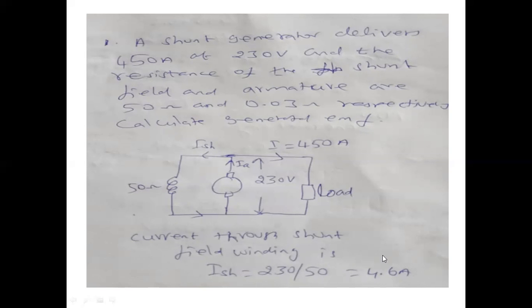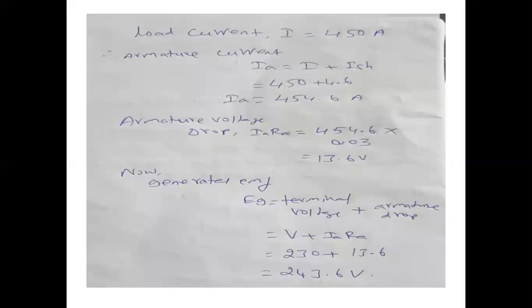Then you get IA equal to I plus ISH. Then armature voltage drop is IA into RA, IA from this and RA already given 0.03, so you got the armature voltage drop. Now the generated EMF equals terminal voltage 230 given plus armature drop calculated from here. This is one numerical to determine the EMF generated in the shunt generator.